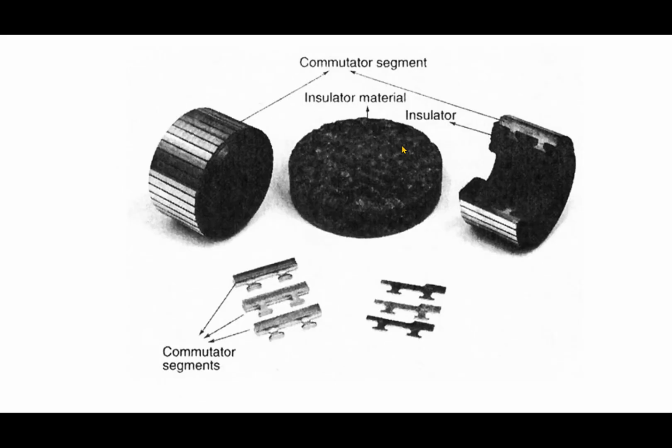So next we have also discussed about the commutator, because commutator is required for the rectification purpose, because AC sinusoidal voltage is generated in the armature and which is being converted to DC because of the commutator segment, right? So this is the commutator segment.